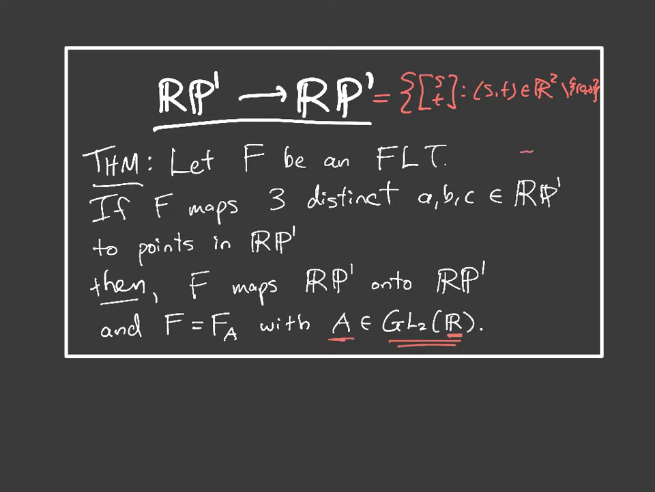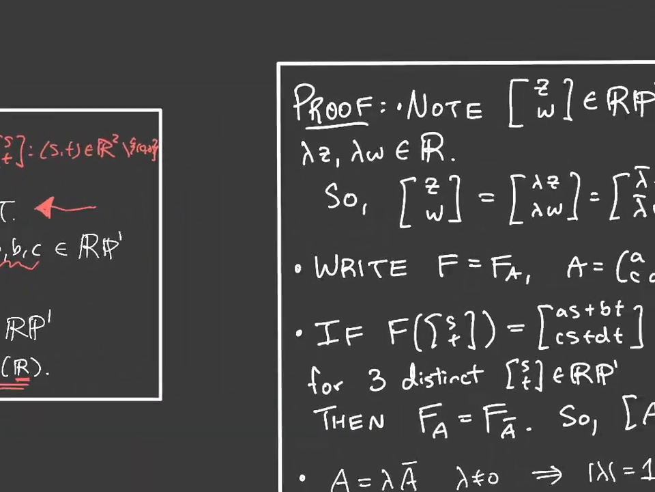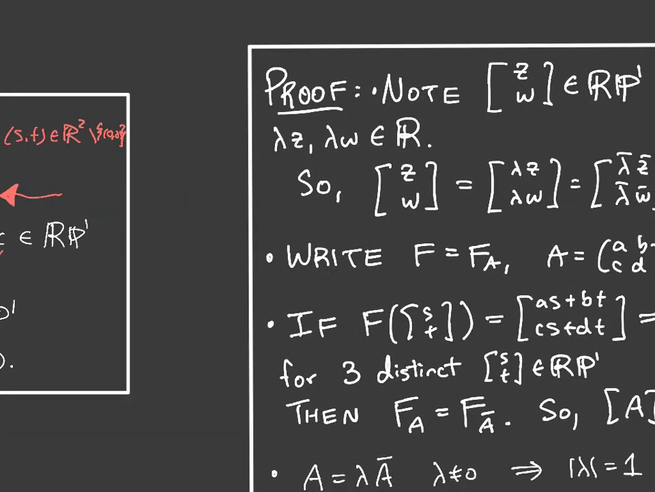So the theorem states if I have a fractional linear transformation, and if it maps 3 distinct points in RP1 to points in RP1, then F has to map RP1 onto RP1, so you just have to check it on 3 points, and F can be represented using a matrix with real entries. Okay, let's try to prove it. Here's my proof over here.